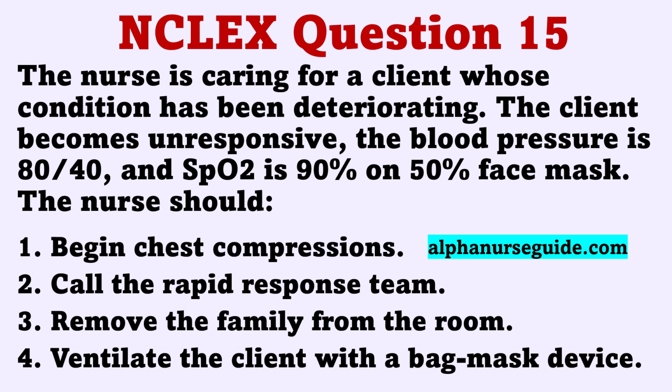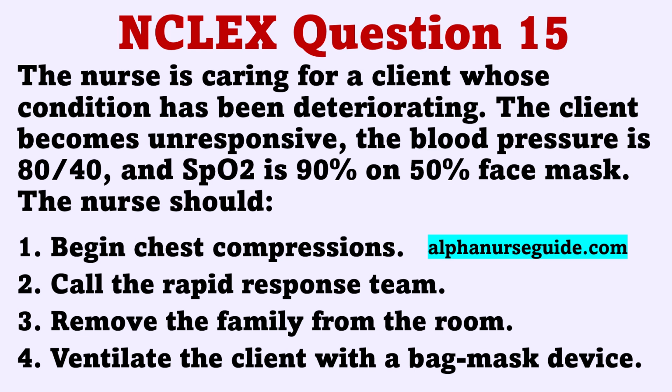The nurse is caring for a client whose condition has been deteriorating. The client becomes unresponsive. The blood pressure is 80/40, and oxygen saturation is 90% on 50% face mask. The nurse should 1. Begin chest compressions. 2. Call the rapid response team. 3. Remove the family from the room. 4. Ventilate the client with a bag mask device. The correct answer is 2.